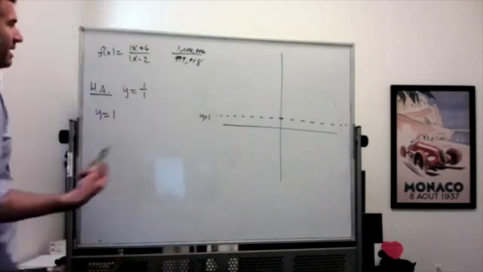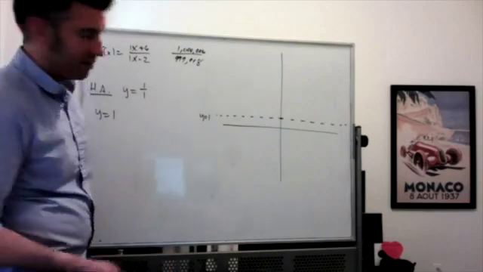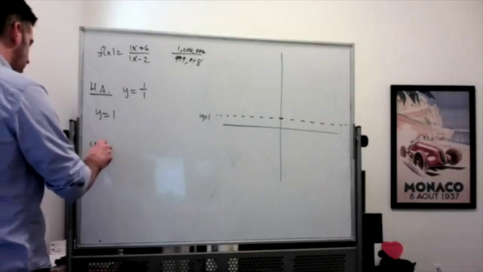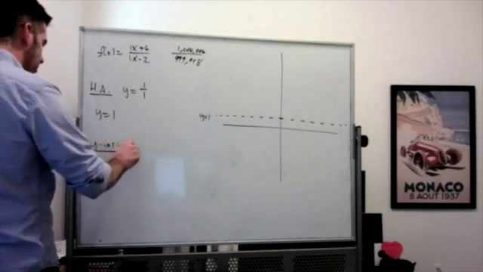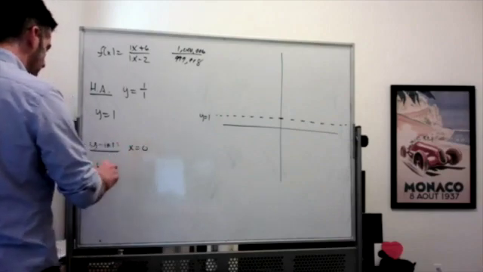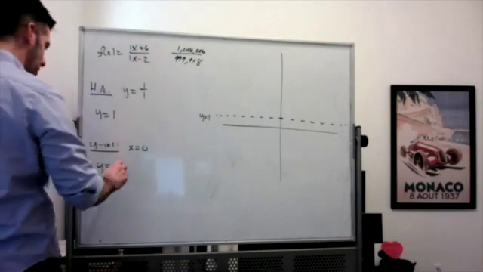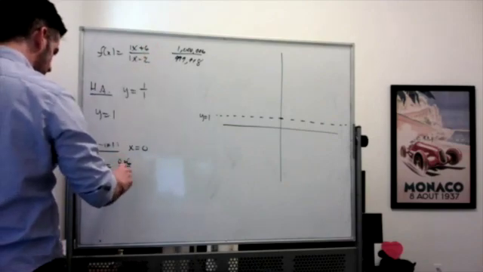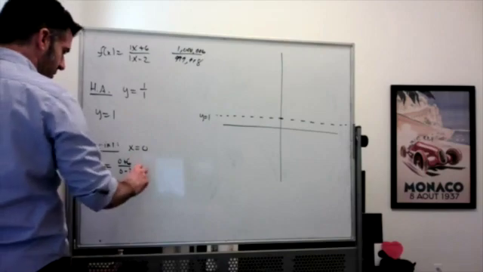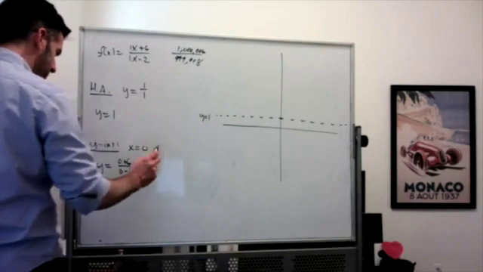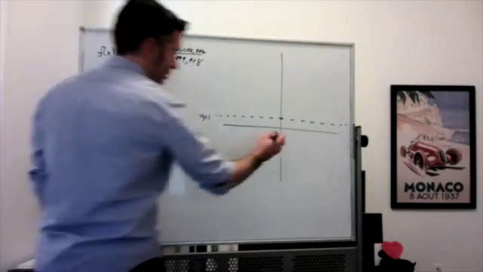That said, I still usually start by finding the intercepts. So for the y-intercept, we're going to set x equal to 0. We're going to get y equal to 6 over -2. So 6 over -2 is -3. So the point is (0, -3).